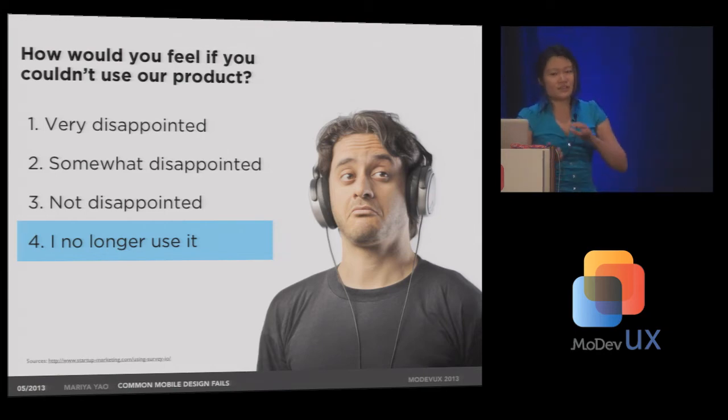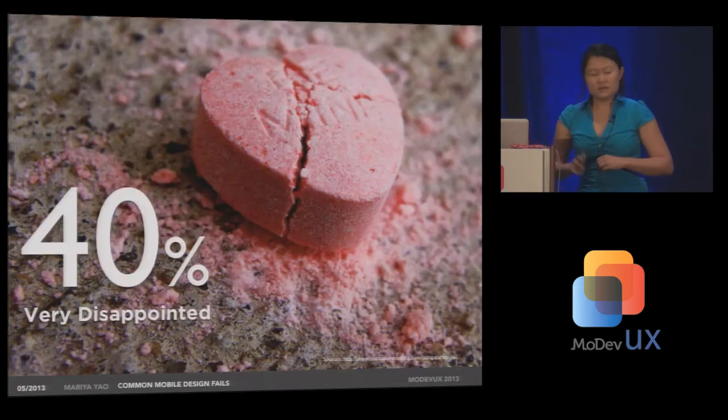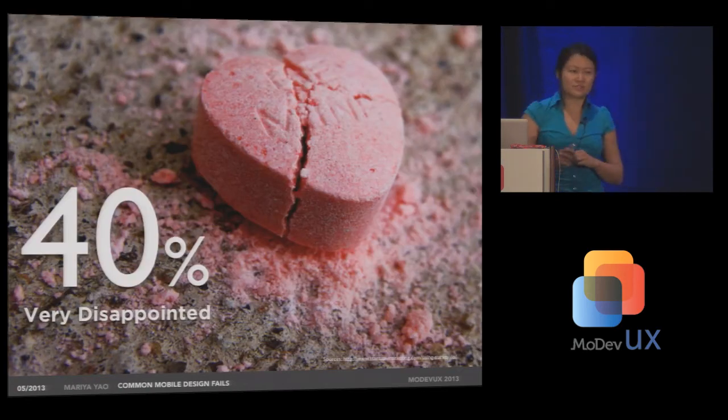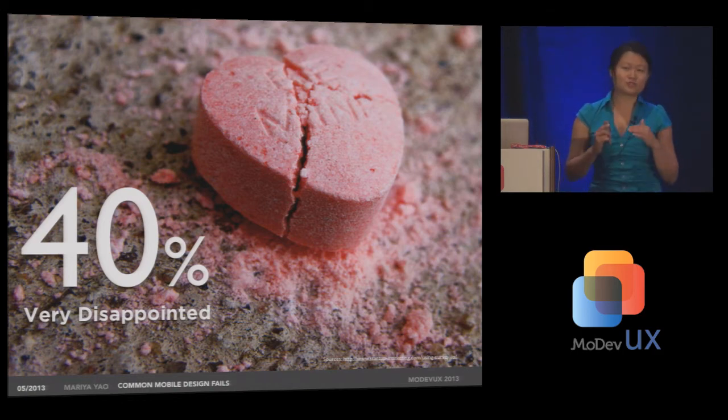So it turns out Sean Ellis, who's a very well-known startup marketing guy, did research across hundreds of startups and products. And he found out that you want at least 40% of your users to answer that they would be very disappointed to give up your product or service. He found that businesses that did not reach this number struggled to be sustainable.